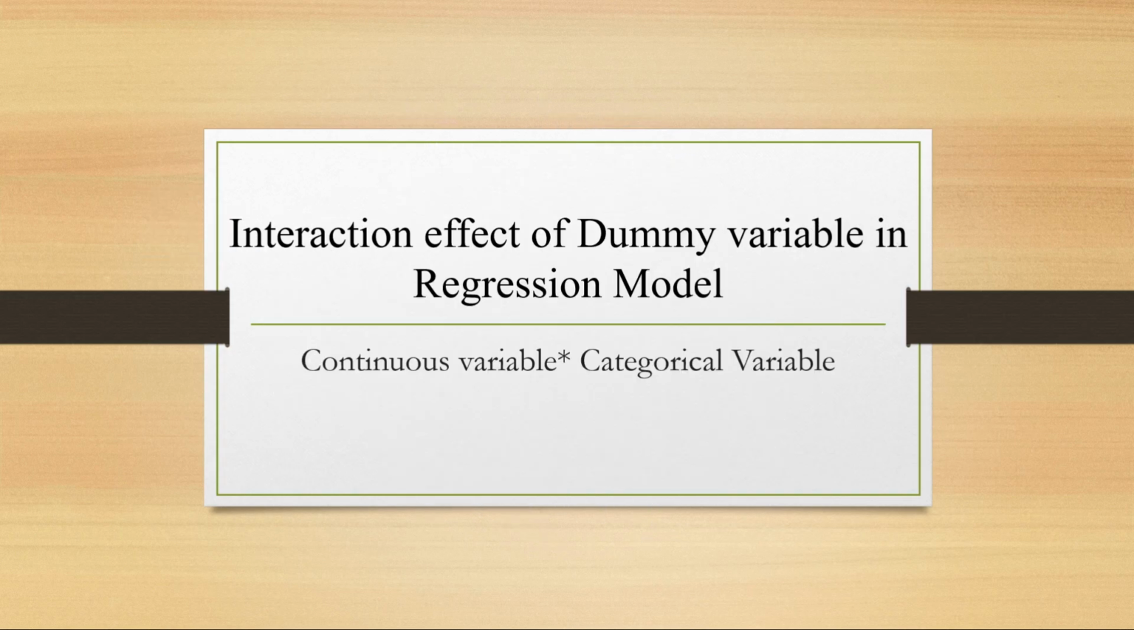In my previous video, I tried to explain how to interpret the regression model result when there is a dummy variable. So in this video, I will try to explain how you will interpret the regression model when there is an interaction effect between two variables. Especially in this video, I will try to explain the interaction effect between a continuous variable and a categorical variable.